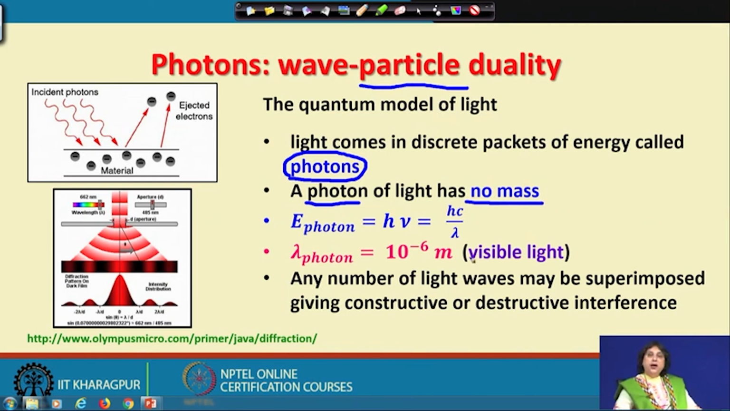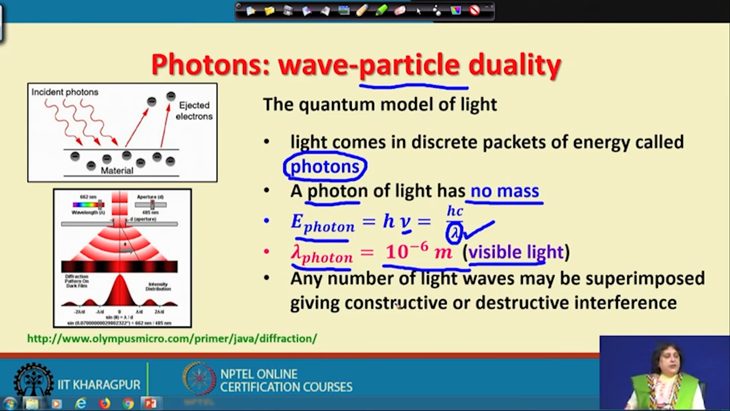You say that if you have a light of certain wavelength lambda, then you can associate with it a frequency nu. This is a frequency nu which will tell you about the energy of the single photon, and the single photon energy is then given by h nu, where h is the Planck constant, and you can replace nu by c by lambda, therefore relating the energy of the single photon to the wavelength of the light. So, if I look at the visible light, it is very easy to show that the wavelength associated with the photon is about 10 to the power minus 6 meter.